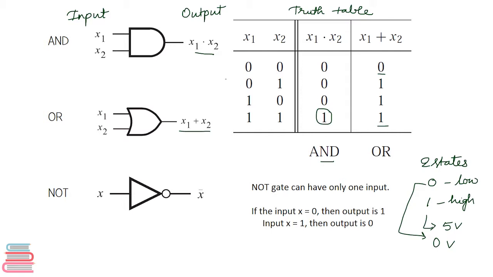Now coming to the NOT gate, it is also known as an inverter. It can have only one input. As the name suggests, if the input is 1, at the output it inverts as 0. And if the input is 0, then the output would be 1. Now I'm going to show you the simulation of how these three gates work.